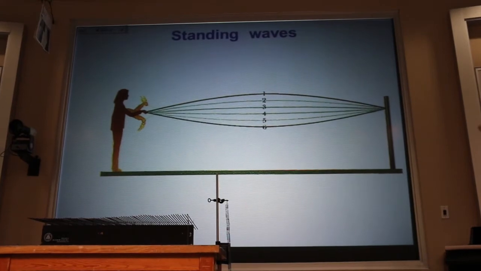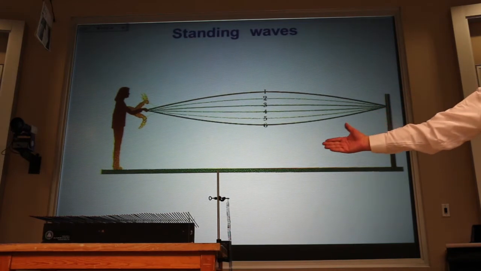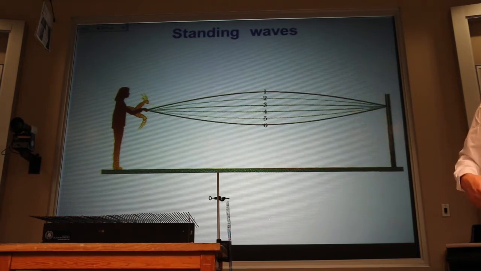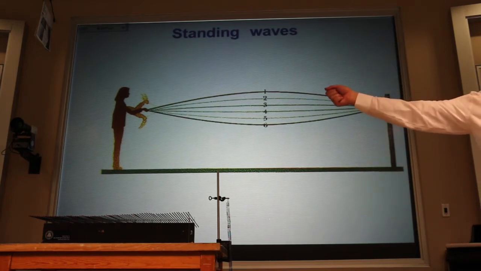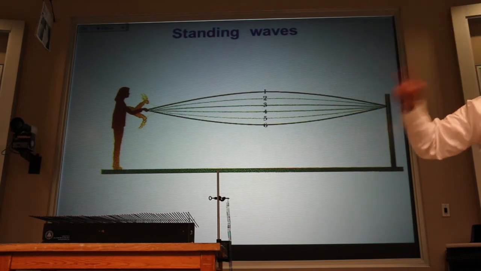Okay? Well, this is the first harmonic. I only have one football. It's the lowest frequency, the longest wavelength, that will fit the boundary conditions. The boundary conditions are, I gotta have a node at this end, I gotta have a node at that end. So the longest wave that'll fit is 1 football.